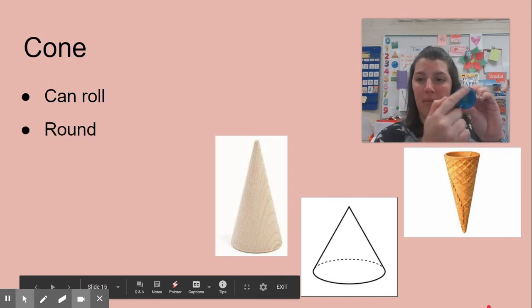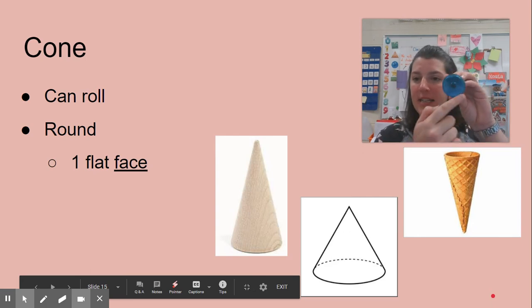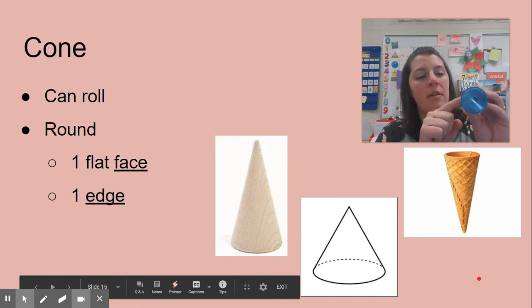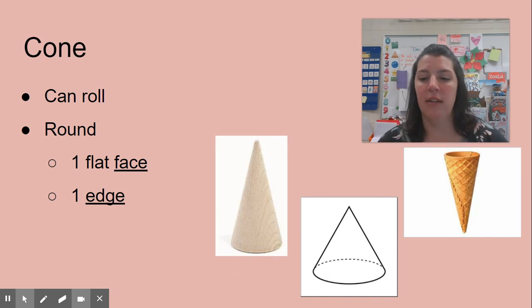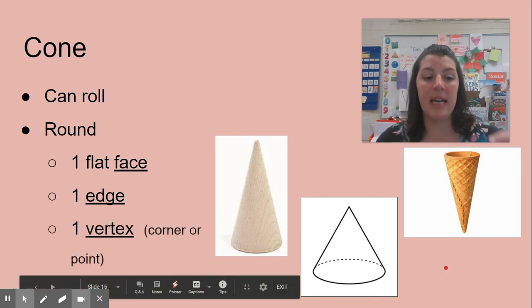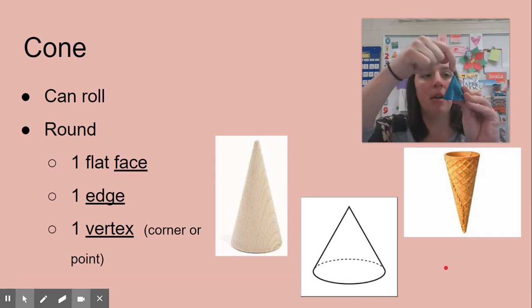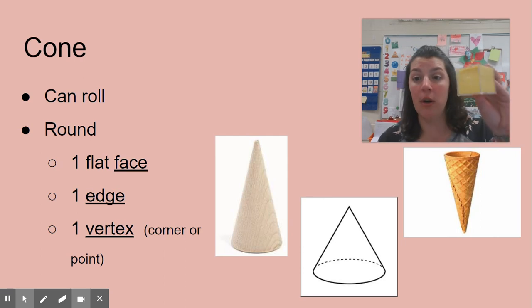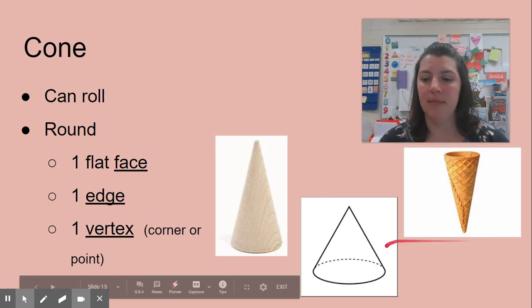This part is the round part, right? It has one flat face. What is it shaped like? A circle. It has one edge where this side comes down and meets the flat face. And it has one vertex, the point at the top. Since there's only one, we call it a vertex. If there are more than one, if there are multiple, like a cube, we call them vertices.